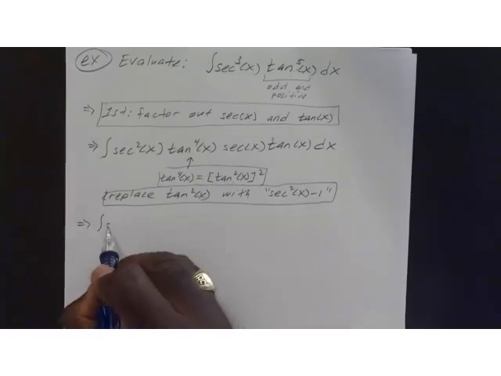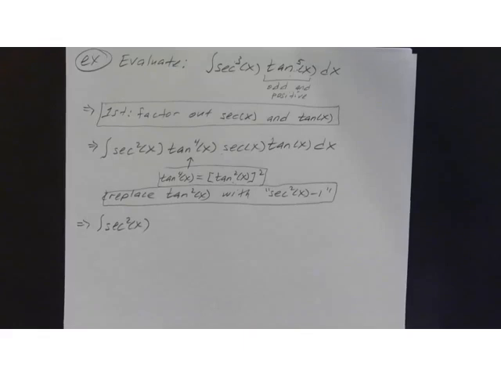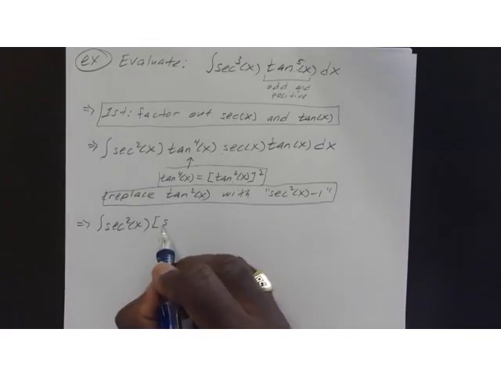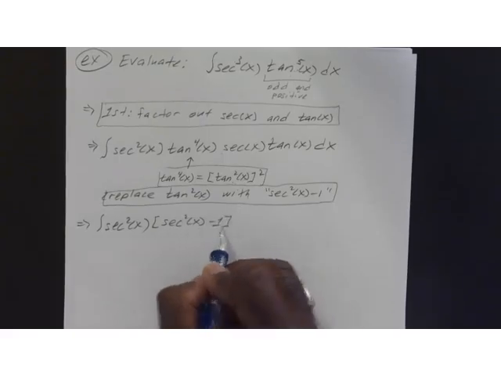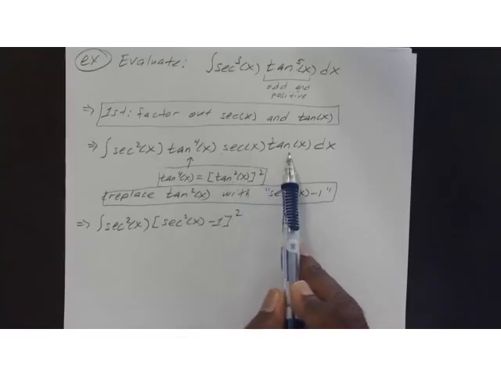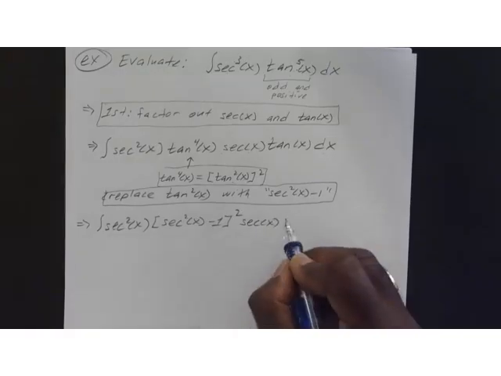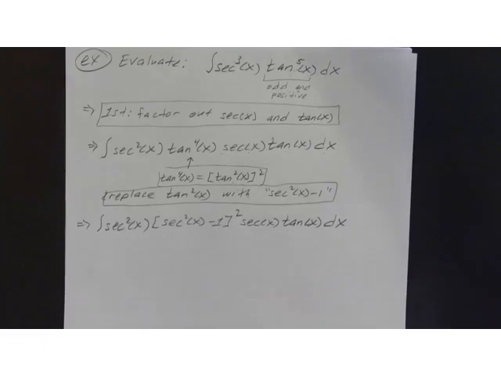So we have the integral of secant squared. And instead of tangent squared, I have secant squared minus 1 squared. So secant squared of x minus 1 squared times secant times tangent with respect to x. So secant of x times tangent of x with respect to x.